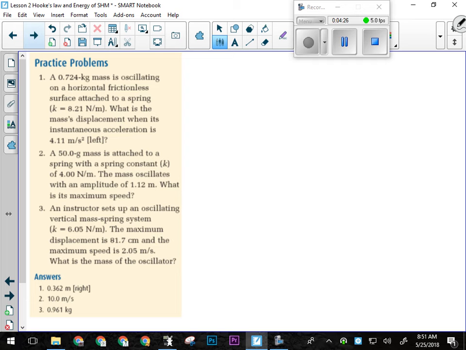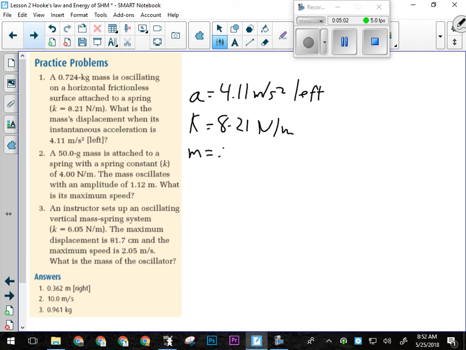All right, let's look at question number 1 here together first. I have a mass that's oscillating on a horizontal frictionless surface, and it's attached to a spring whose spring constant is known. What is the mass's displacement when its instantaneous acceleration is 4.11 meters per second squared left? So I know the acceleration is 4.11 meters per second squared, and that's left. And then we have k. K is 8.21 newtons per meter, and we know that the mass is 0.724.